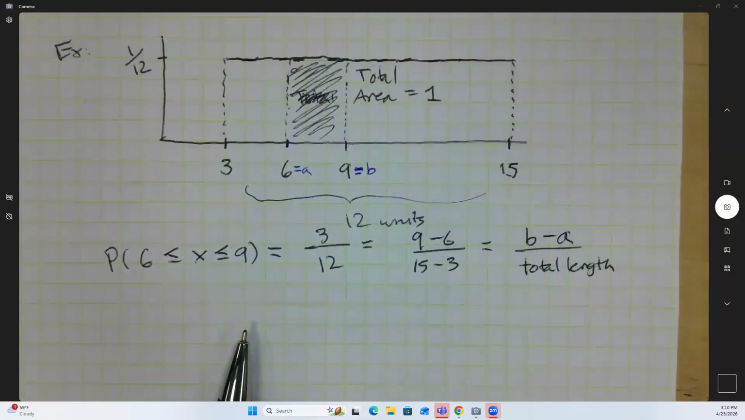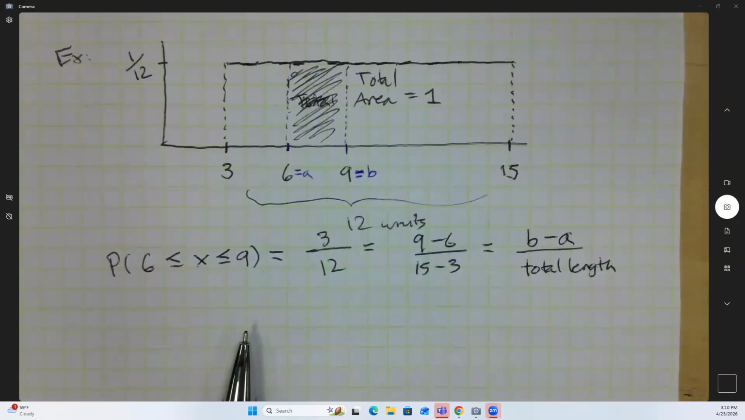Uniform distributions are useful for two reasons. Actually, let me pause unless you get caught up.